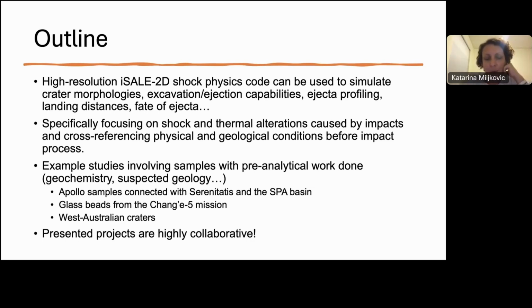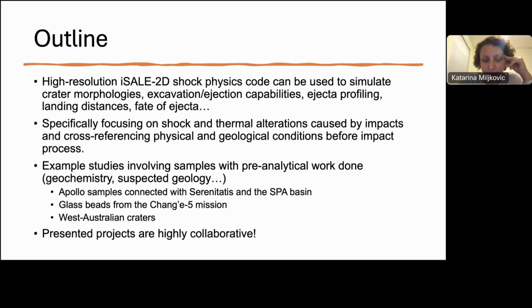So instead of going too deep into what this can be, I chose to present a few case studies. I'll talk a little bit about some of the Apollo samples that a team believed could have come from Serenitatis and the SPA basin. It's just one of the possible scenarios of connecting source craters with samples. It might not be the exactly unambiguous solution. Then a little bit about the glass beads collected by the Chang'e 5 mission. If we've got time, I might go back and revisit some stories from West Australian craters that we did in the past few years.